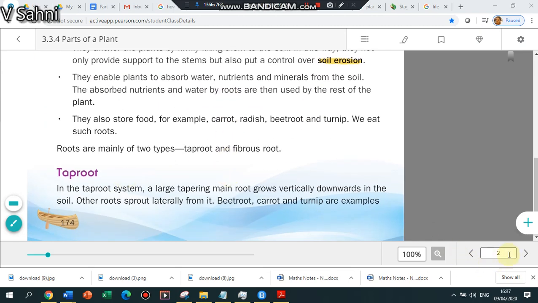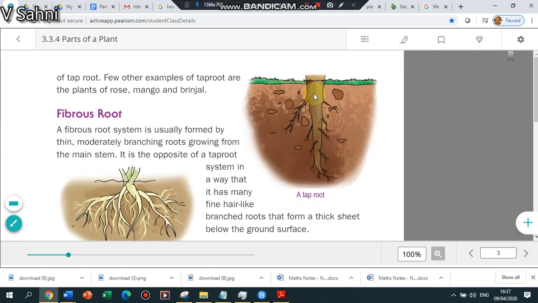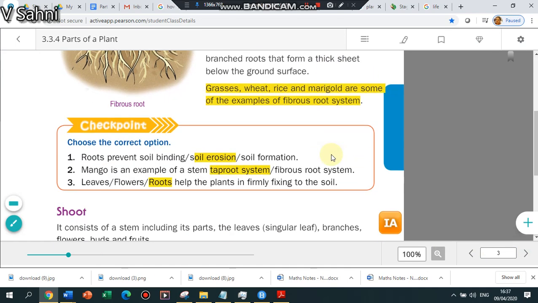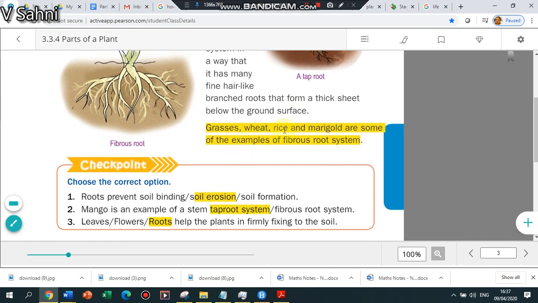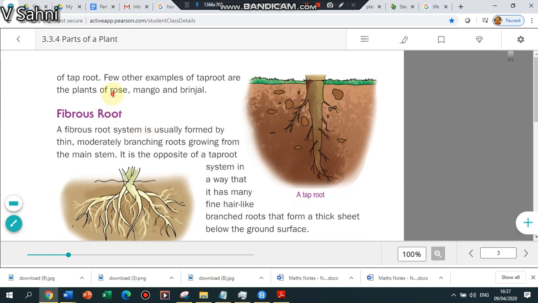Now, different types of roots. Remember what was taproot? Taproot was where the center is strong and there are small hair-like branch roots coming out of it. Which are the taproots? Generally the ones that you can eat. Examples of fibrous roots are grass, wheat, rice, marigold. The examples of taproots are rose, mango, and brinjal.